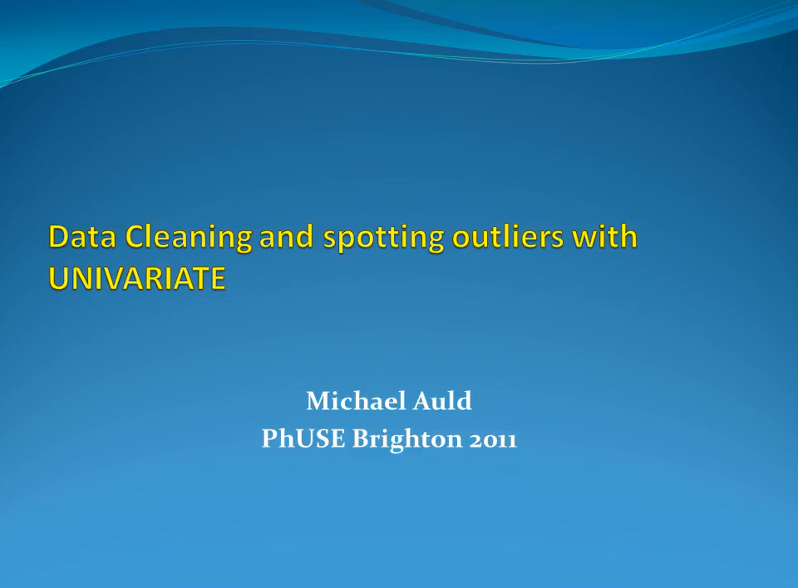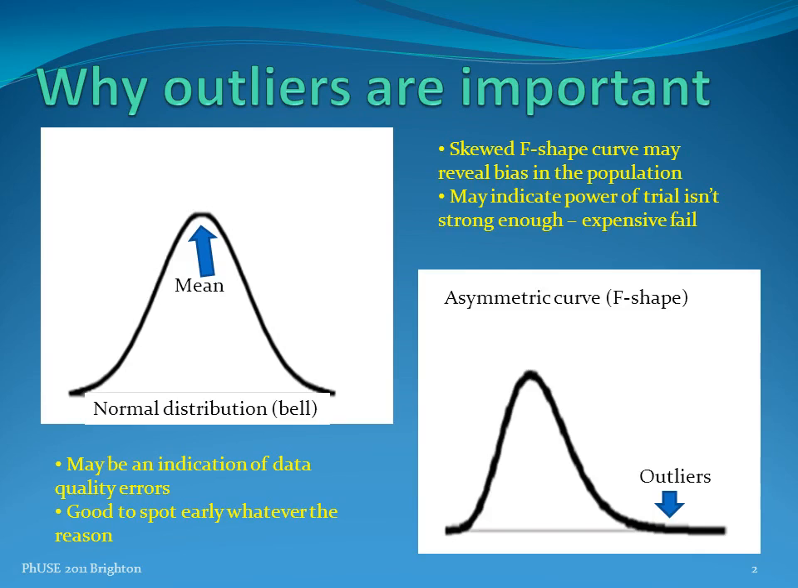Right, this presentation is on data cleaning and spotting outliers with PROC Univariate. Statistically speaking, an outlier is an observation that falls outside the rest of the data, at the extreme end numerically. I suppose I'm interested in outliers because I see myself as an outlier myself, but more of that as we go on.